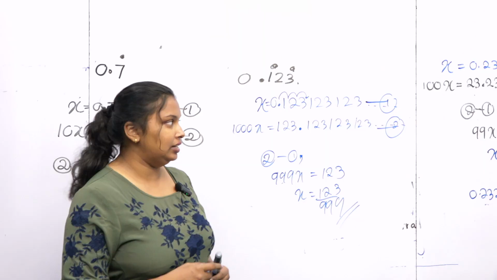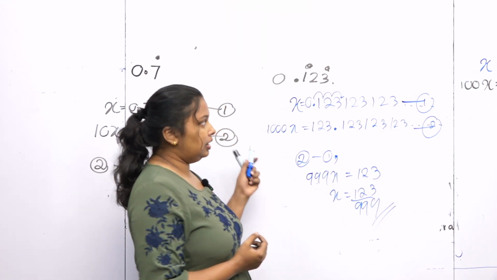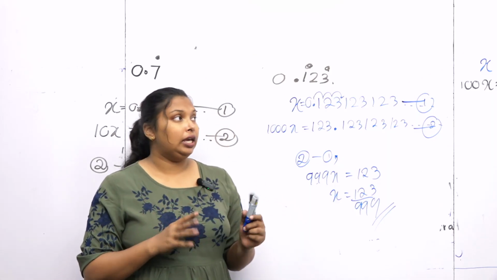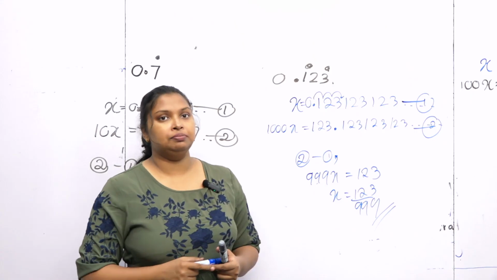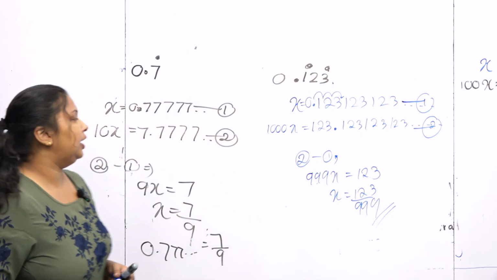Now what you have to understand is that these recurring decimals are also rational numbers. We can write them as a rational, but the ones which are not recurring are irrational numbers, right? They are irrational numbers, okay.